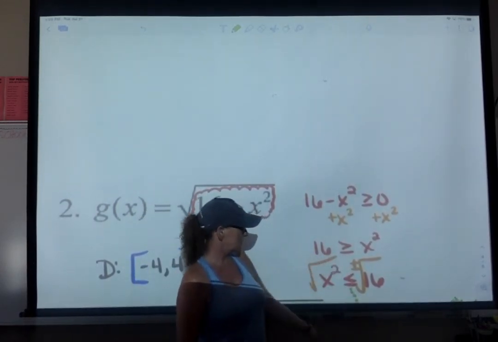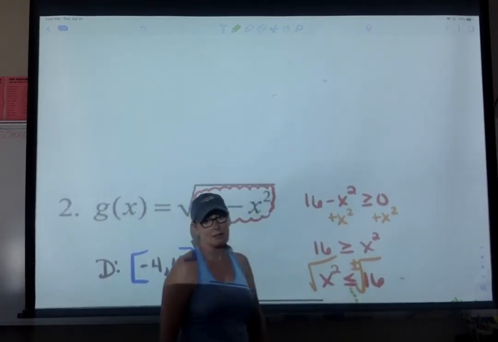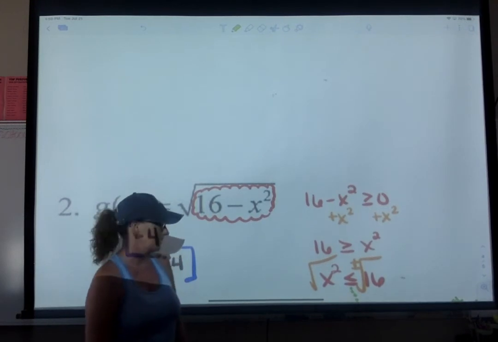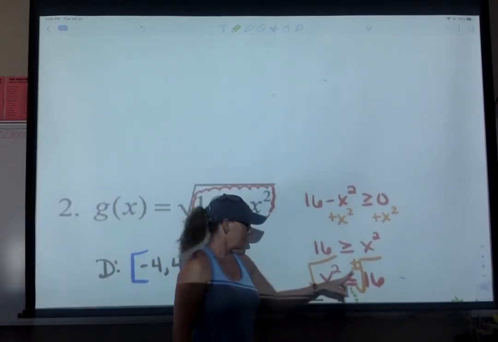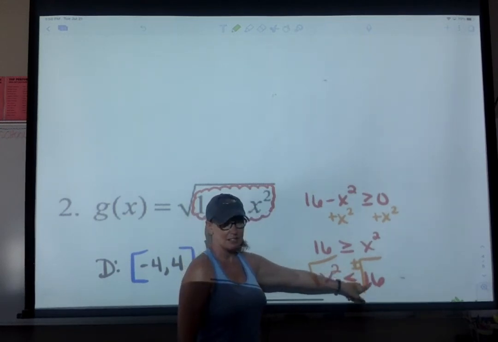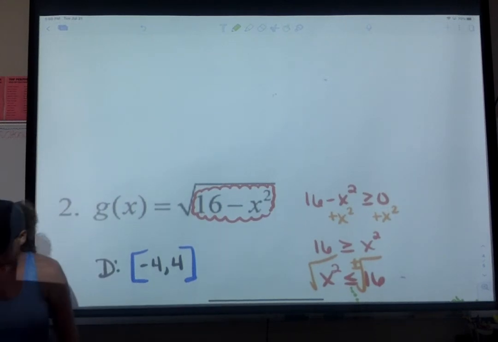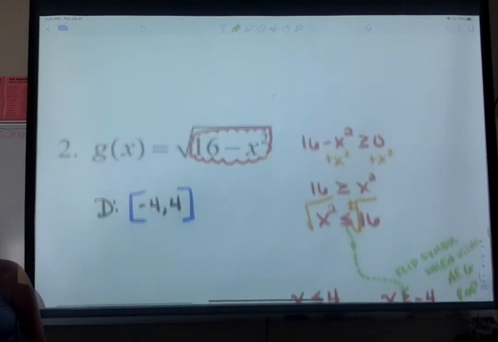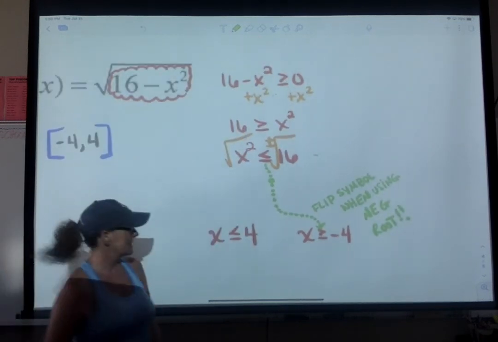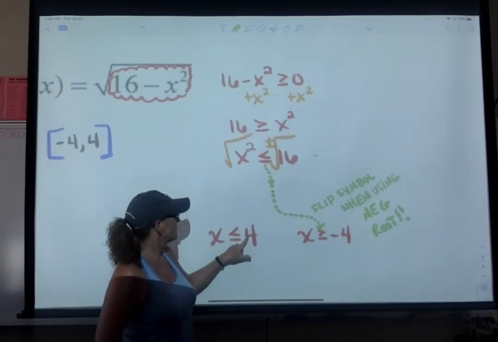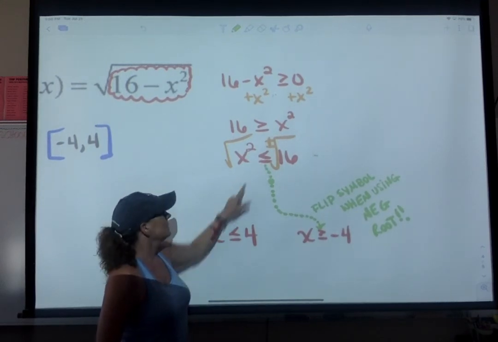I'm going to square root both sides. I'm going to remember to use the positive root of 16 and the negative root of 16. This is where it gets tricky. When you write the positive root of 16, your symbol stays the same. Say it again. When you write the positive root of 16, your symbol stays the same.